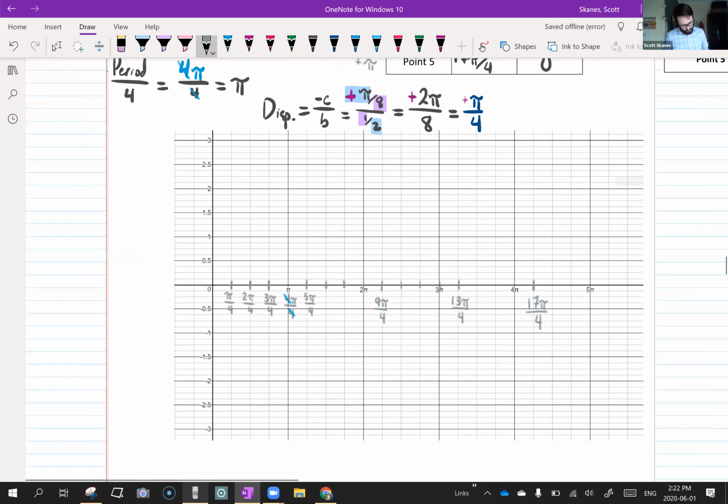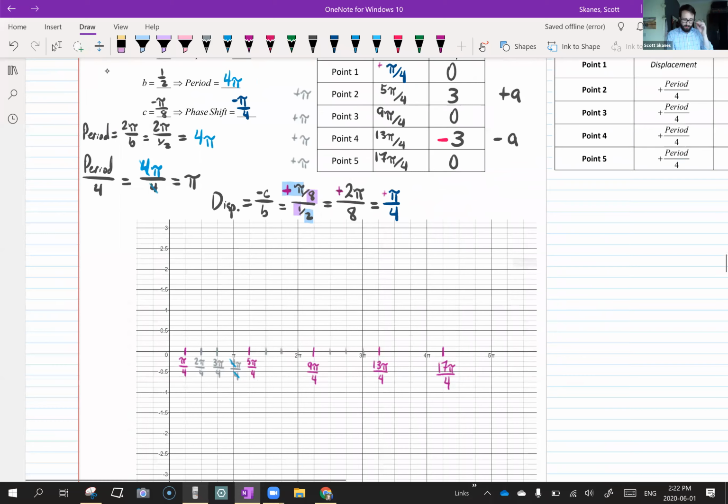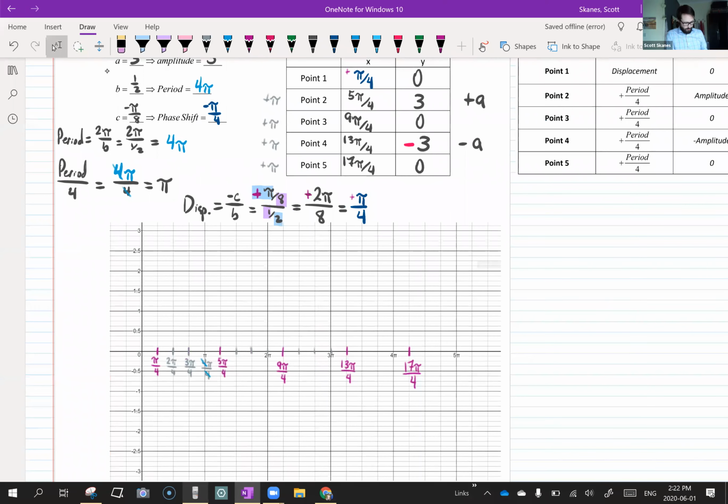All right? So let me make them slightly different color, so you know that these are our special numbers for this question. All right, they match our x values. That's why I knew to use them. All right, let's fill it in.